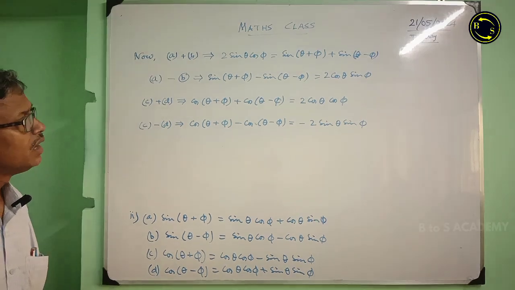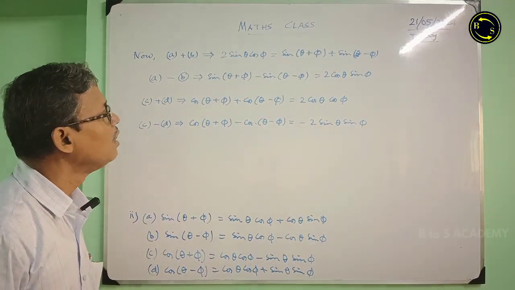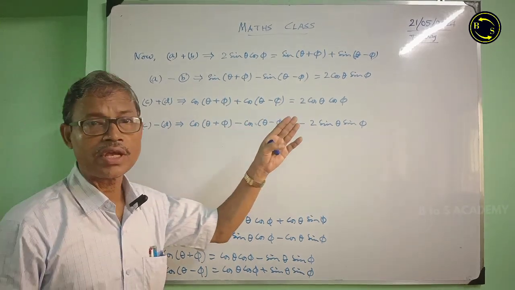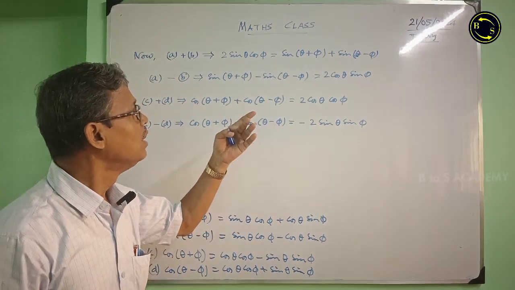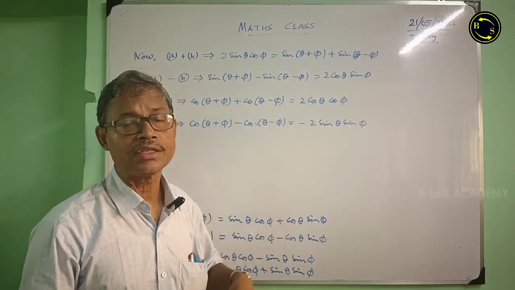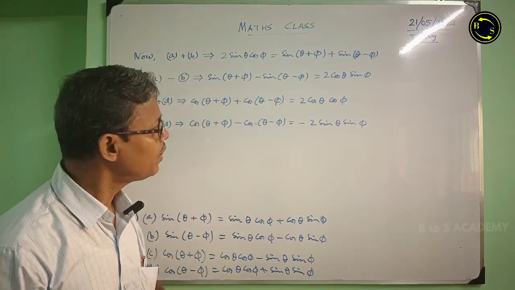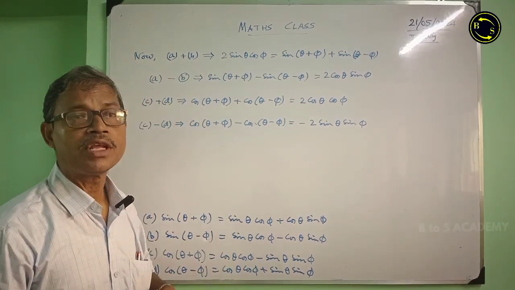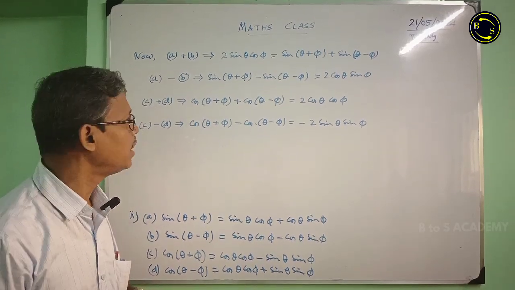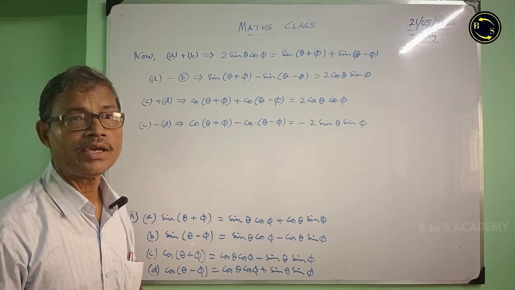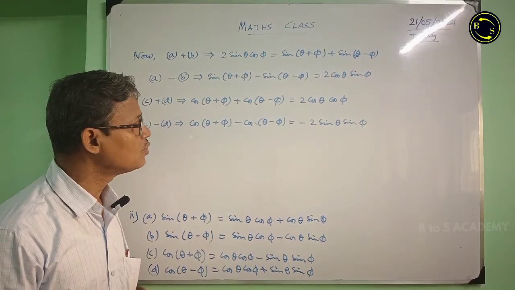We call these sum product identities. Sin of theta plus phi plus sin of theta minus phi, that is equal to 2 sin theta cos phi. Sin of theta plus phi minus sin of theta minus phi, that is equal to 2 cos theta sin phi. Then cos of theta plus phi plus cos of theta minus phi, that is equal to 2 cos theta cos phi, and cos of theta plus phi minus cos of theta minus phi, that is equal to minus 2 sin theta sin phi.